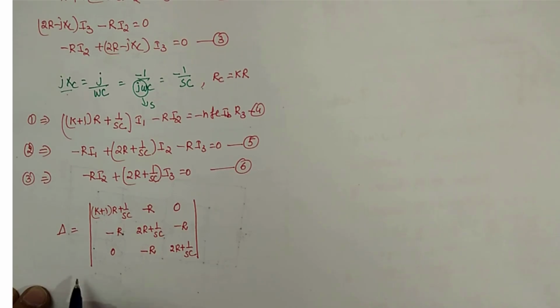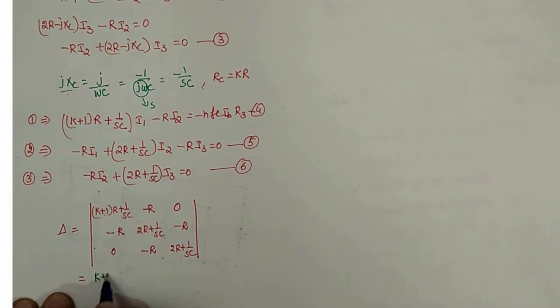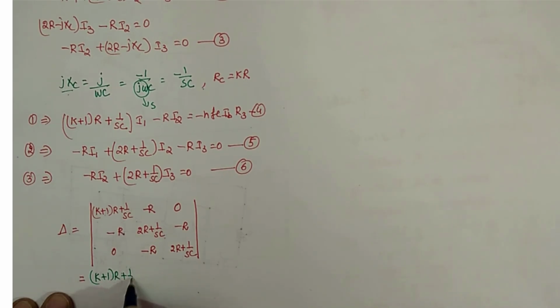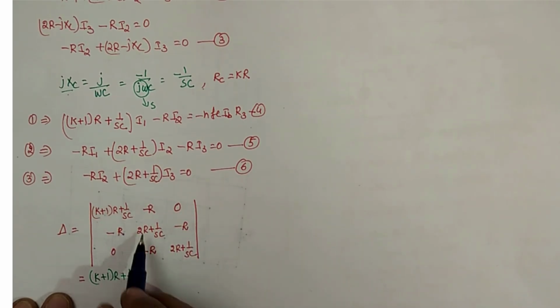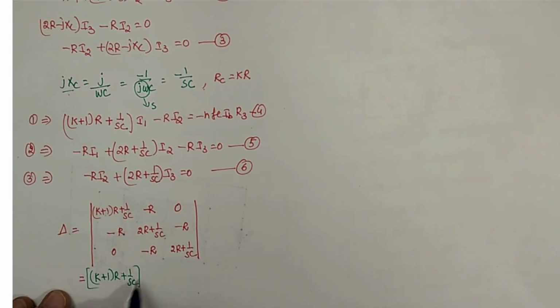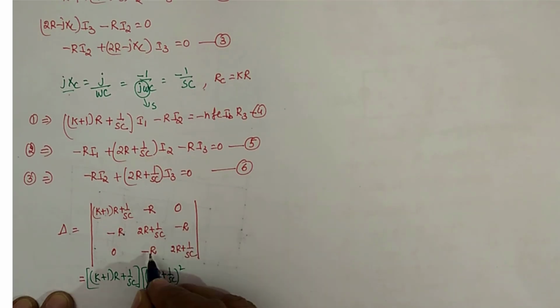So now you have to find the determinant value. As you know how to find the determinant value, first is K plus 1 into R plus 1 by SC. This term, you have to leave this column and this row, then multiply this AD minus BC. Yes, this into 2R plus 1 by SC whole square, minus of minus R into minus R, that is minus R square.